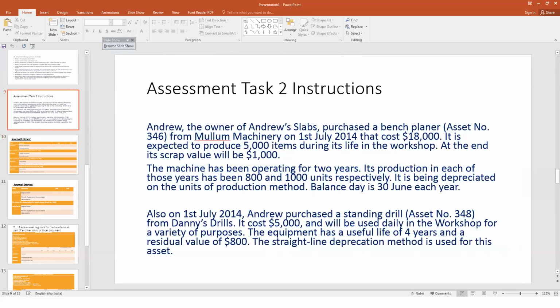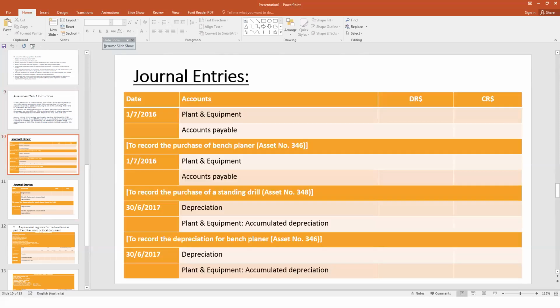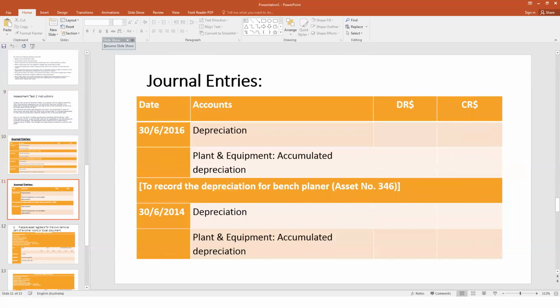And for straight line, let's say the asset price is $5,000, the useful life is 4 years, and the residual value is 800. That means first of all you need to subtract $800 from 5,000. Then you need to divide the total amount by 4. Yes, so you'll get the answer. But I'm not going to actually show you the detail. You need to try it. Thank you for this.